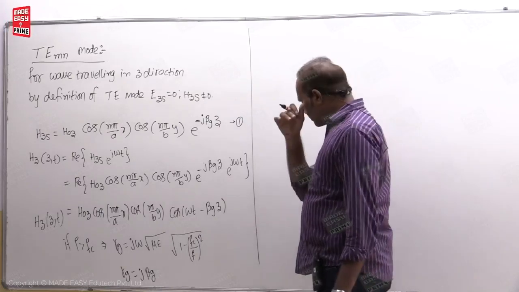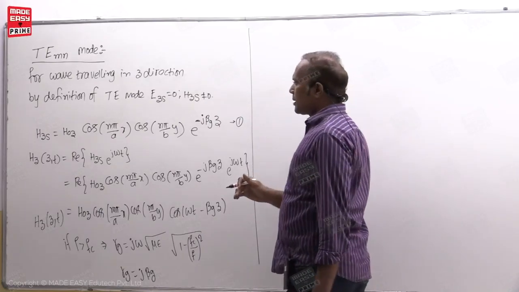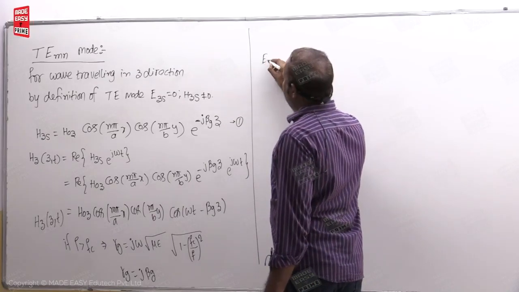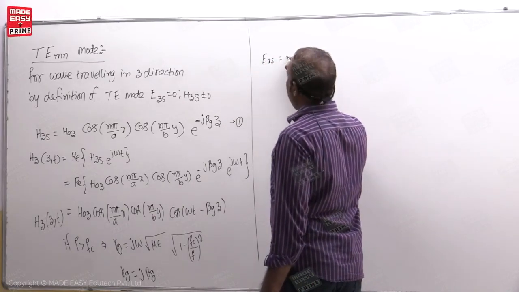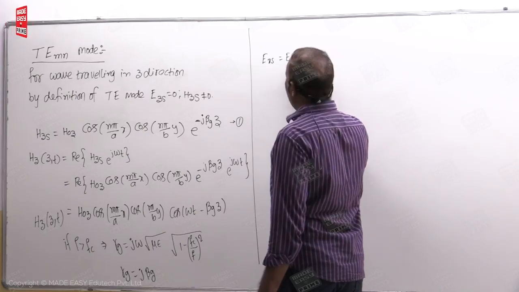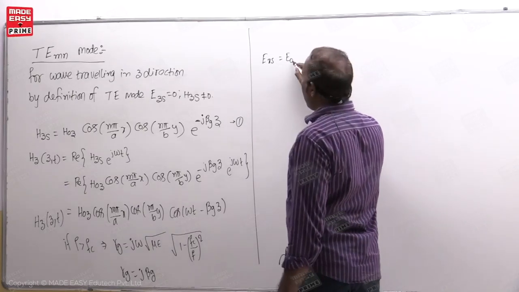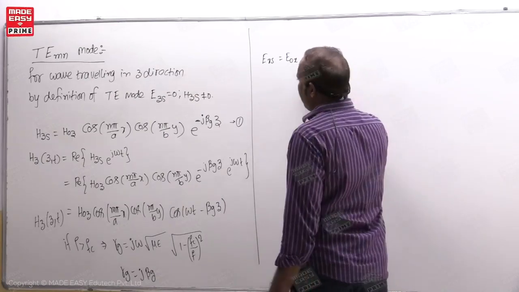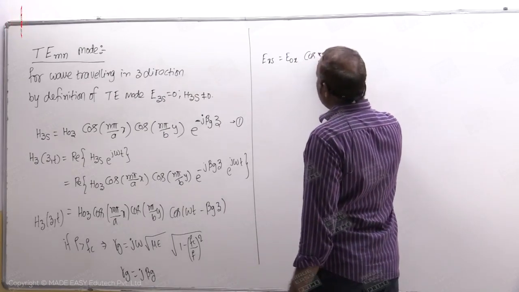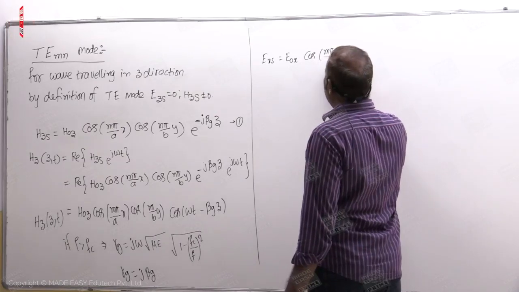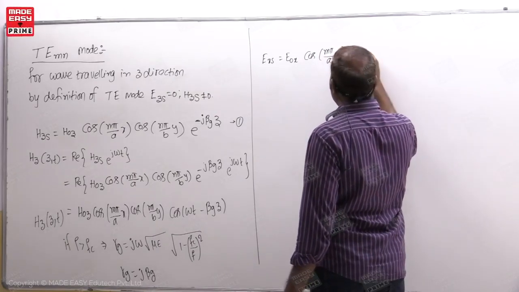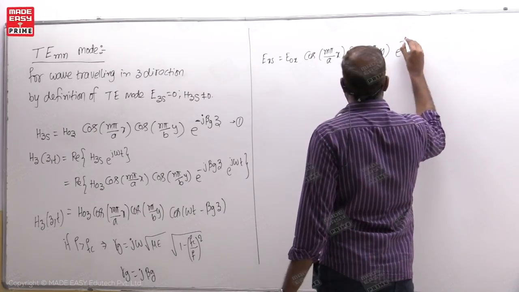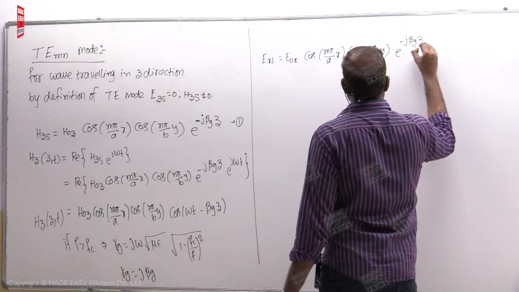Let us continue the discussion. So Hz is over, students. Now electric field x component in phasor domain is the initial value of electric field x component, then you get cos m pi by a into x, sin n pi by b into y, e power minus j beta g into z.